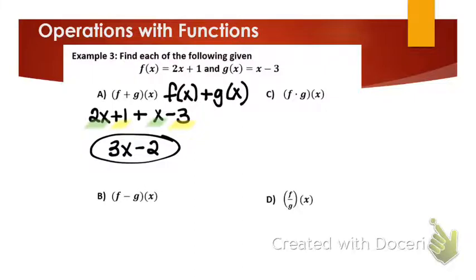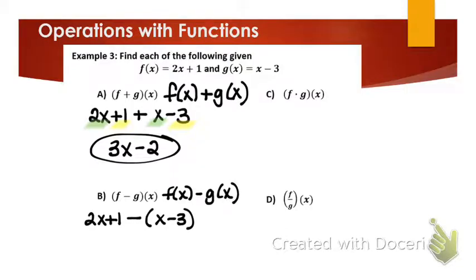But for subtraction, you have to be more careful because order does matter for subtraction. So when you subtract for part B, you're taking f of x minus g of x. So that's 2x plus 1 minus x minus 3. So you have to distribute that negative before you combine like terms. So there's 2 steps. So you're going to distribute, and then combine your like terms.